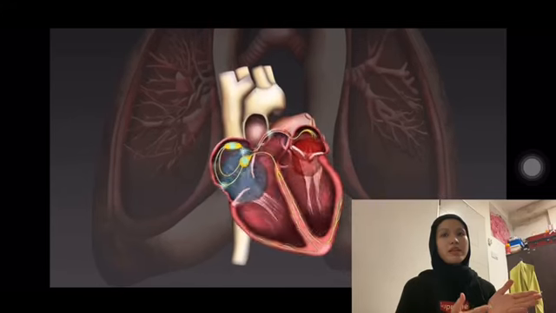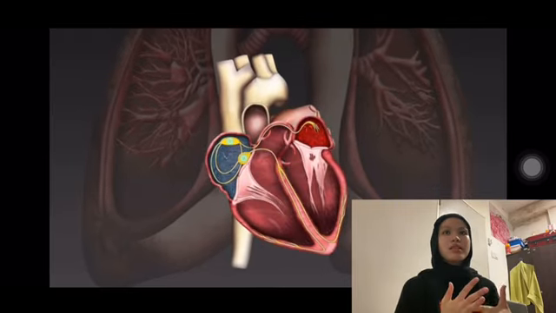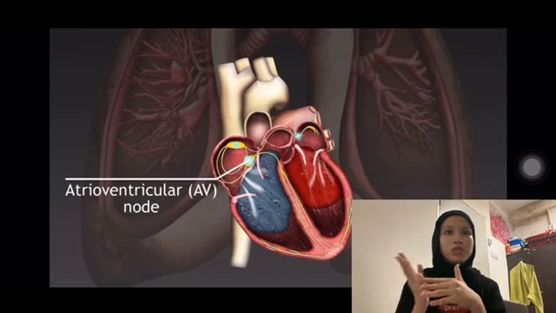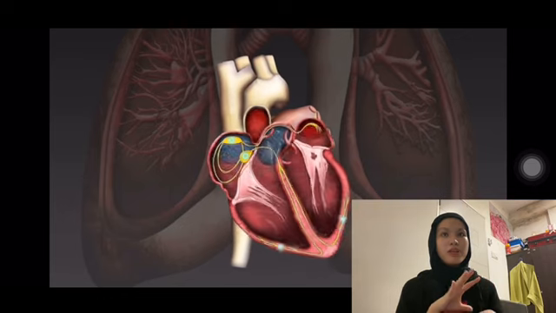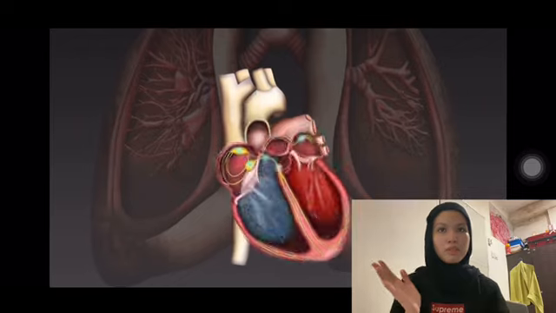So the AV node is basically a critical component of the heart's electrical conduction system, which acts as a gatekeeper for electrical impulses traveling from the atrium into the ventricle. So AV node is located at the junction of the atrium and also ventricle, specifically near to the lower part of the right atrium, closer to the septum.